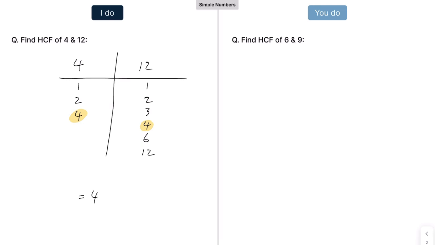Now press pause and have a go at the example on the right. When you're ready, press play. So hopefully you went in the exact same way, listed out the factors of 6. So that would be 1, 2, 3, 6. And notice we stop at the number that we start with, which is 6. So again here, in this case, you would stop at 9, start at 1. So in this case, it'll be 1, 3, and 9. So the highest common factor is going to be 3 in this case.